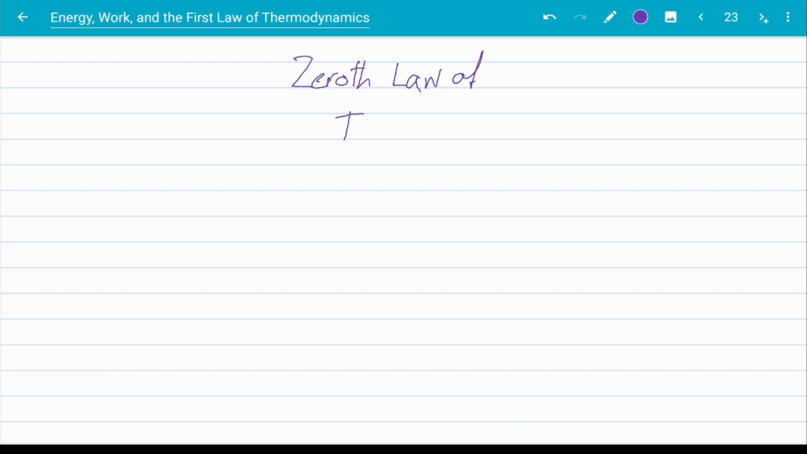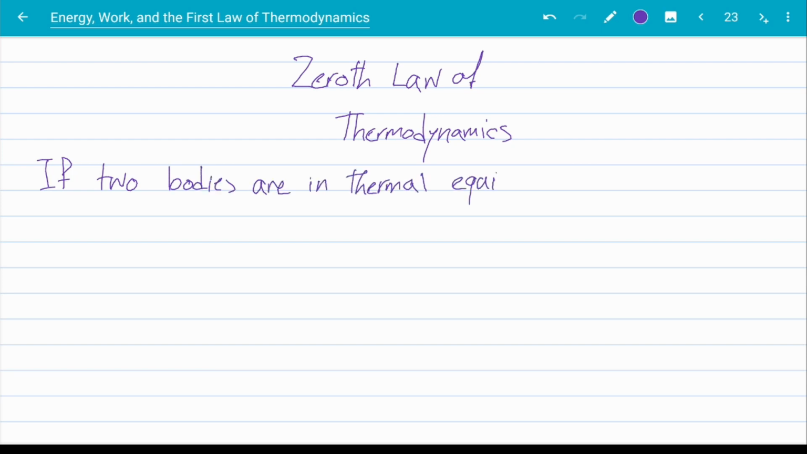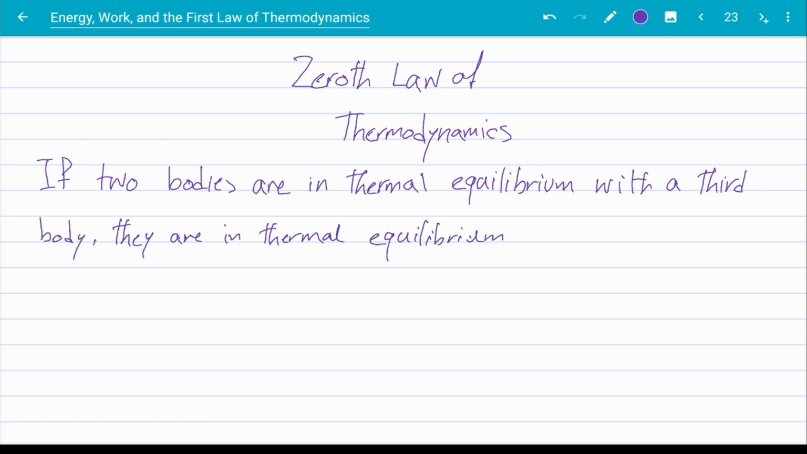Okay, now we have enough information to discuss the zeroth law of thermodynamics. The zeroth law states that if two bodies are in thermal equilibrium with a third body, they are in thermal equilibrium with each other. So what does all this mean?